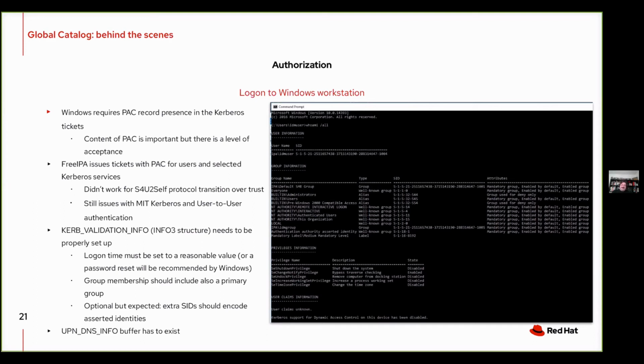So basically, it's some sort of a loop, not a loophole, but some sort of a combination of bugs in IPA and Windows that forced you to do this kind of thing. So once we fixed it, this request for changing the password disappeared.